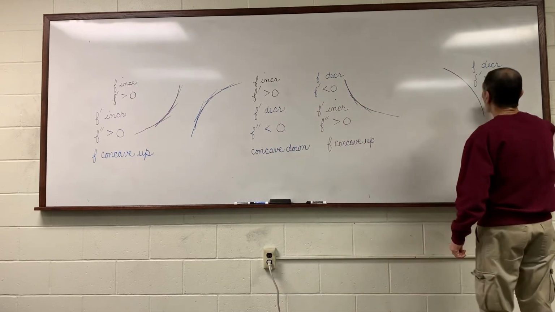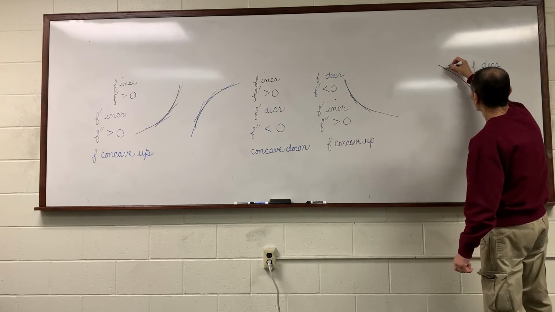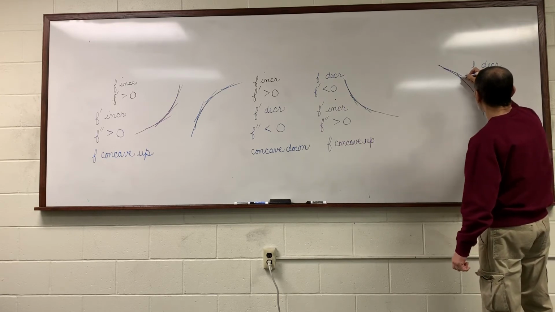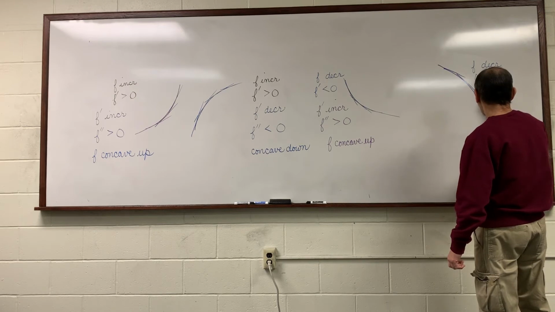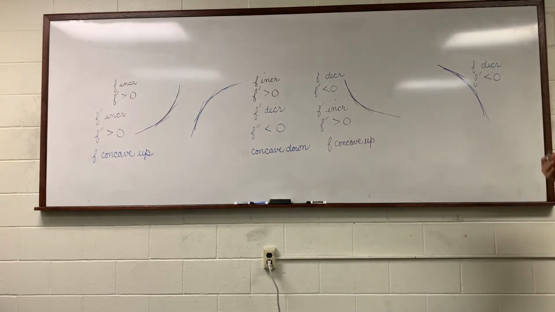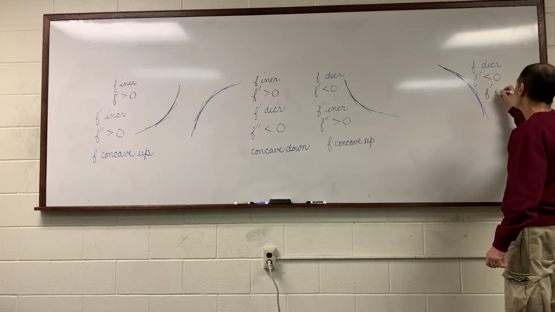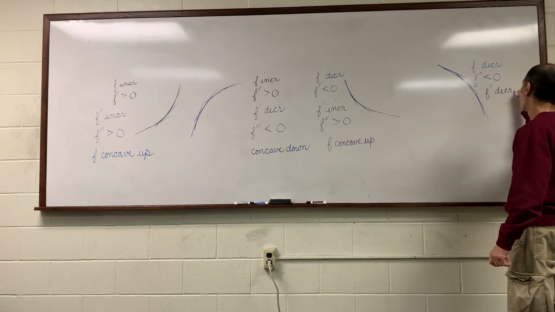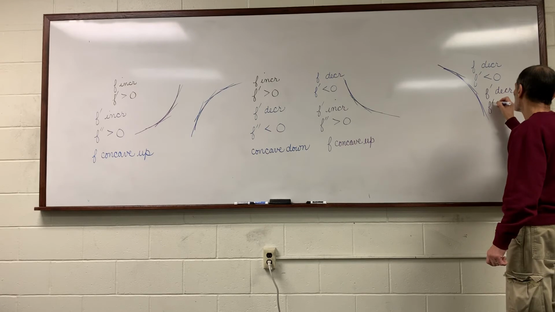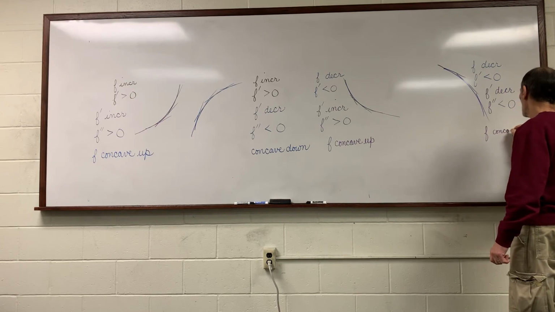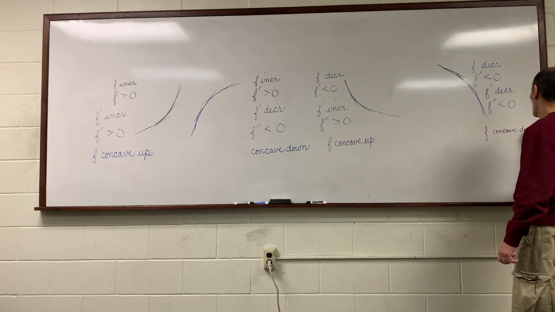Here, we see that the slope is getting more negative. When it's getting more negative, the slope is decreasing, which means that the second derivative is negative and the function is concave down.